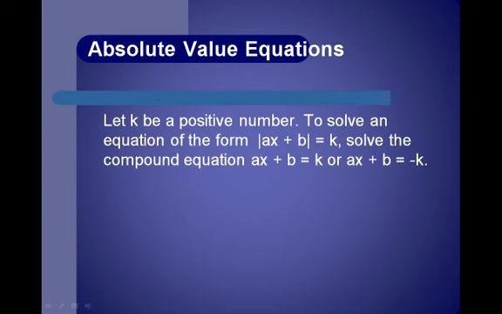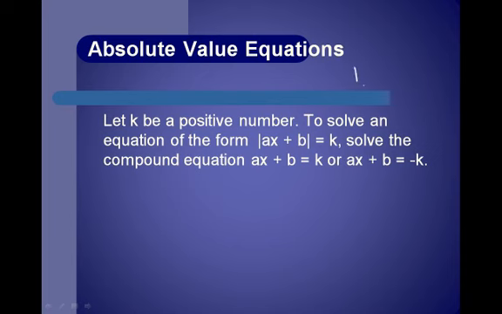Let k be a positive number. To solve an equation of the form the absolute value of ax plus b equals k, solve the compound equation ax plus b equals k, or ax plus b equals negative k.